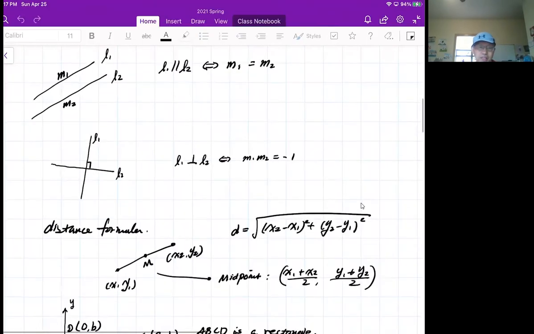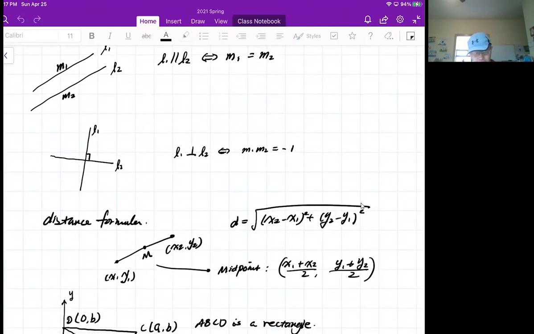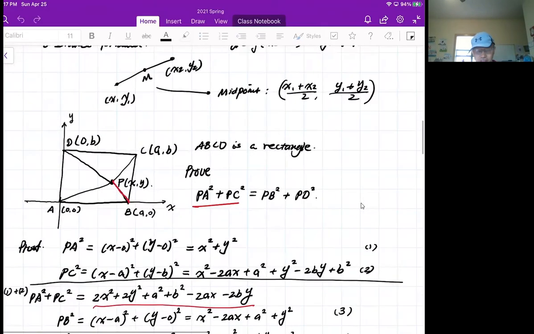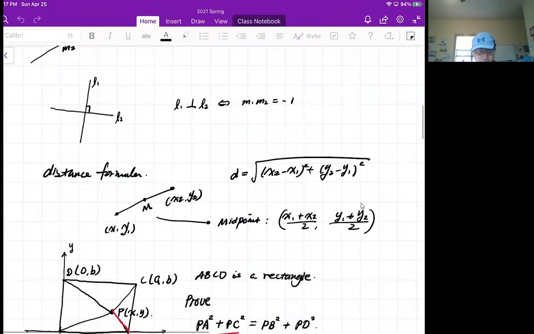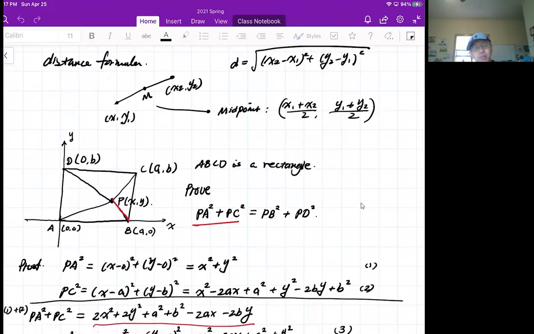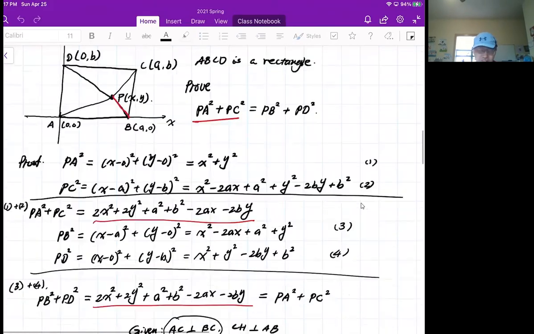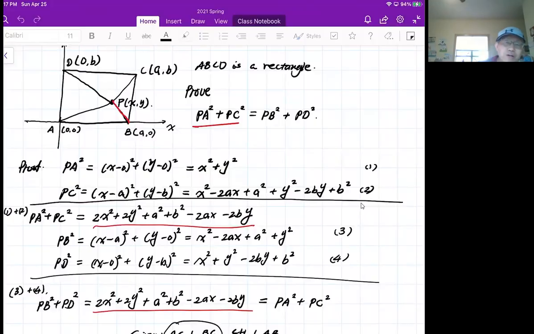Parallel lines mean that the two slopes are the same. Perpendicular lines mean the product of the slopes is equal to minus 1. And then we have the distance formula and the midpoint formula. And this is a good example to show how we can use analytic geometry to solve a geometry problem.